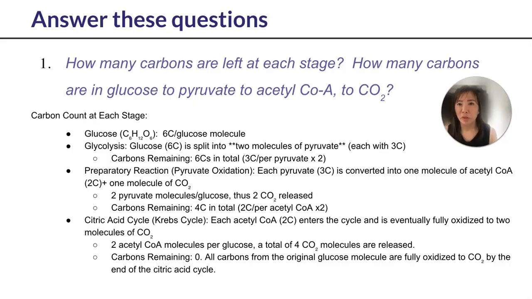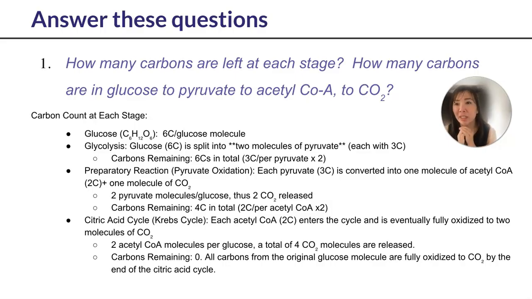Okay, so let's talk about the first question, which is asking how many carbons are left at each stage. We start off with a 6 carbon molecule, that's our glucose. The first stage is glycolysis. If you recall, glycolysis is going to convert that 6 carbon into two 3 carbon molecules. So the end result of glucose converting to pyruvate is two 3 carbon molecules, which means that at the end of this reaction, we still have 6 carbon.